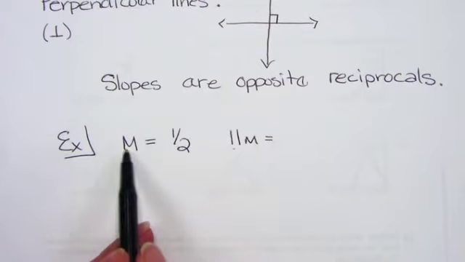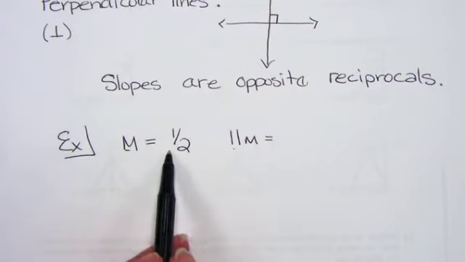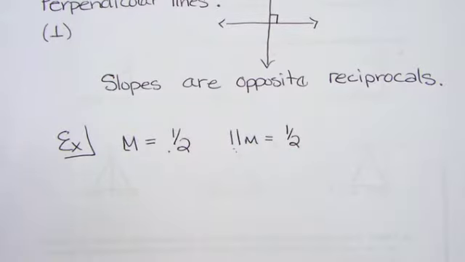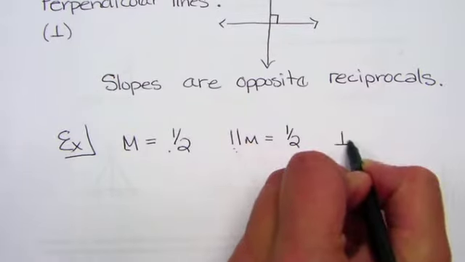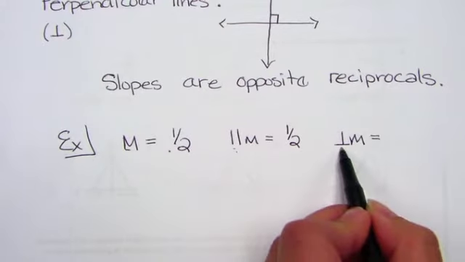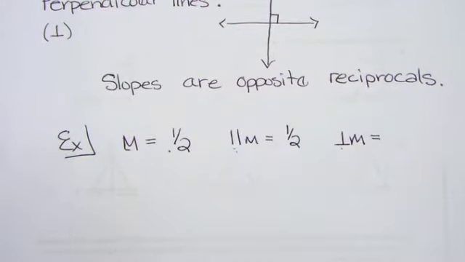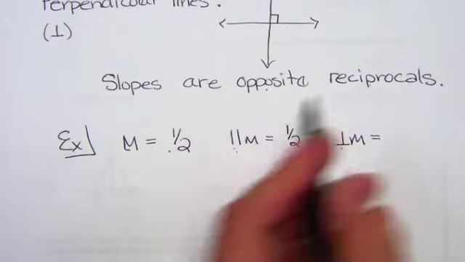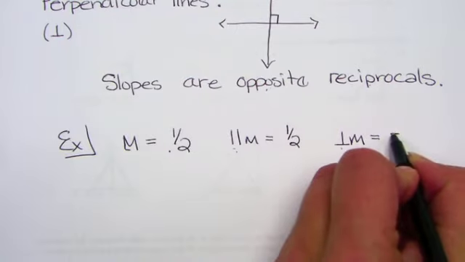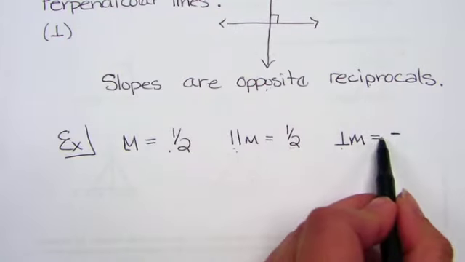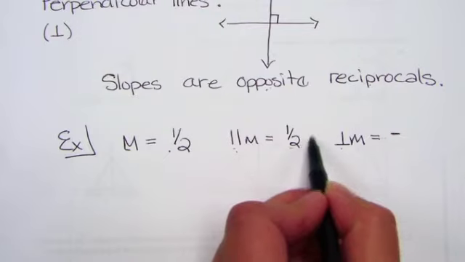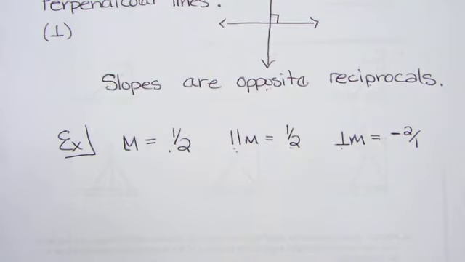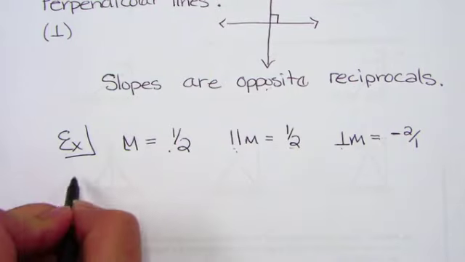If I have a line whose slope is 1/2, then the line parallel to that is going to have the same slope, 1/2. And the line perpendicular to that, again, that's my symbol for perpendicular, the slope is going to be the opposite reciprocal. Opposite means the opposite sign. So if this is positive, opposite is negative. And reciprocal means you flip the numerator and the denominator. So the slope of my perpendicular line is -2/1.